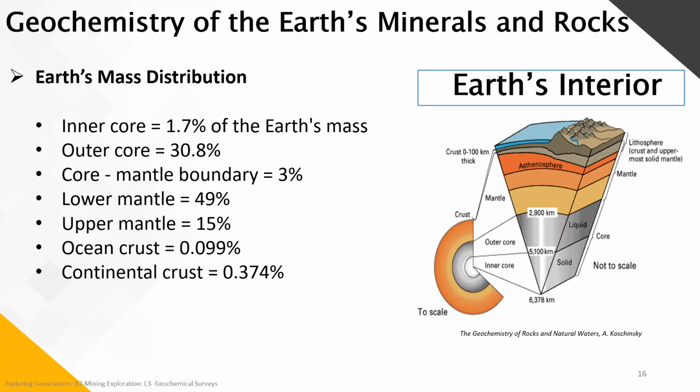The Earth's mass distribution between the crust, the mantles, and the core subdivisions can be described as below. So the inner core has roughly 1.7% of the Earth's mass, while the outer core has roughly 30.8%. The limit between the core and the mantle represents roughly 3% of the Earth's mass, while the lower mantle and the upper mantle are most of the Earth's mass, between 49 and 15% respectively. And finally, for the ocean crust and the continental crust, between the two, we have roughly 1.5% of the Earth's mass.